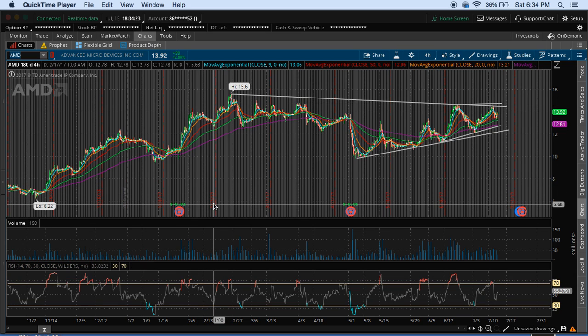Okay, so that's how you can kind of determine when it may be a potential good time to buy a stock or a good time to sell a stock.